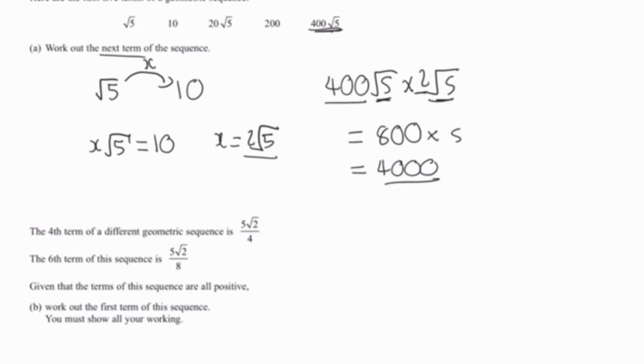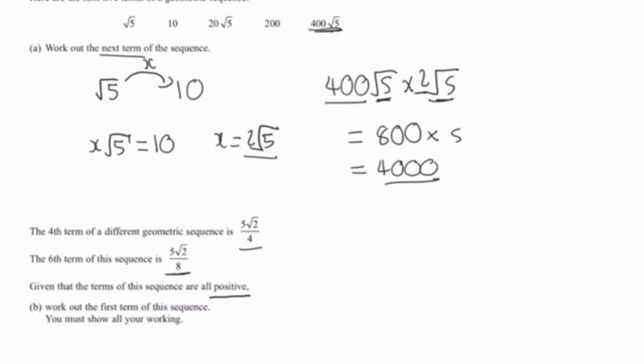In part B we're told we're dealing with a different geometric series now. The fourth term of a geometric series is this, and the sixth term is this. And we're told, given that all the terms are positive, find the first term of this sequence.